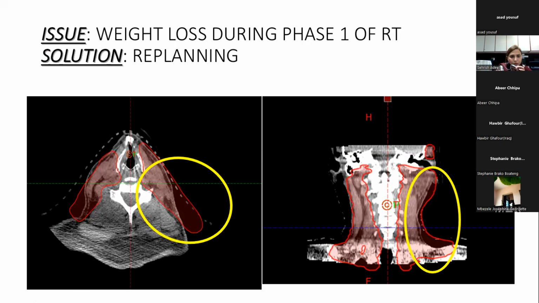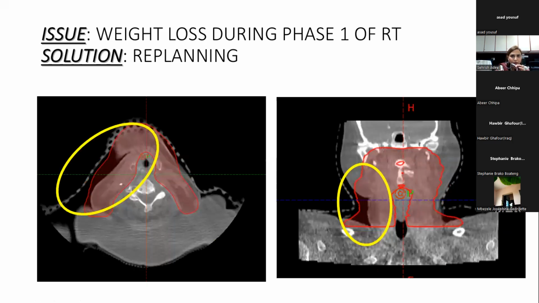So on CBCT, you can see this red line is actually the PTV which we intend to deliver. But because of the weight loss, here you can see that specifically the fat in this particular area is not getting the desired dose. It's not getting the dose which this area should receive. And here you can see the gap. So this happens because of the weight loss.